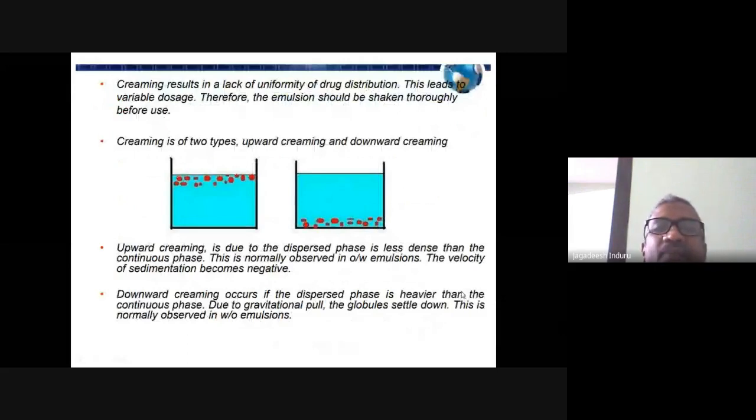Creaming results in a lack of uniformity of distribution that leads to variable dosage. That is the reason it is not worth taking it for granted. Therefore, the emulsion should be shaken thoroughly before use. Creaming is of two types: downward creaming and upward creaming. Upward creaming is due to the dispersed phase being less dense than the continuous phase. Most of the time, upward creaming happens in oil in water emulsions. In downward creaming, the dispersed phase is heavier, which generally happens in water in oil emulsions because water is generally heavier than oil.